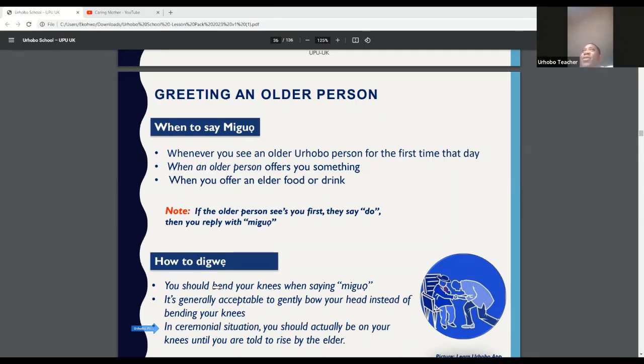Okay, so in Urhobo, a man goes down with one knee to say mingo. So you don't go down with your two knees. If at all you want to really go down and say mingo, you go down with one knee. Please take note of that.